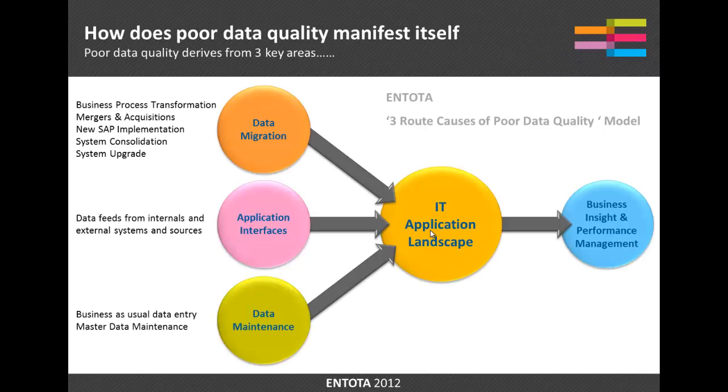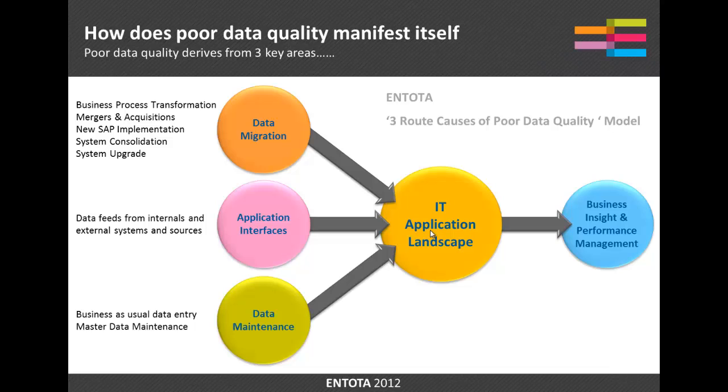So let's start with the poor data quality manifestation itself. How does poor data get into our application landscape? We've spent a lot of time thinking about how bad data can get into your application landscape. And we believe it enters through 3 overall areas. Those could be data migration, those could be application interfaces, or that could be data maintenance. And let me explain a bit about each of those processes.